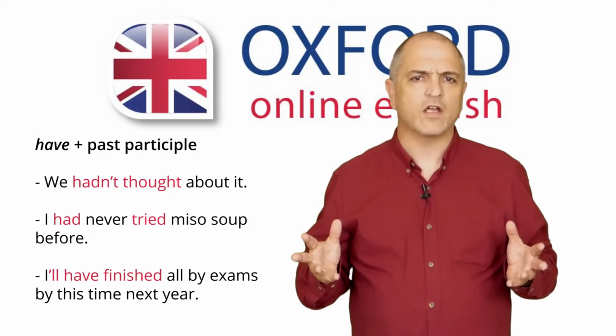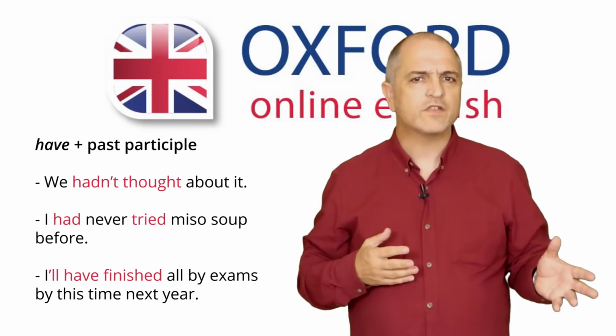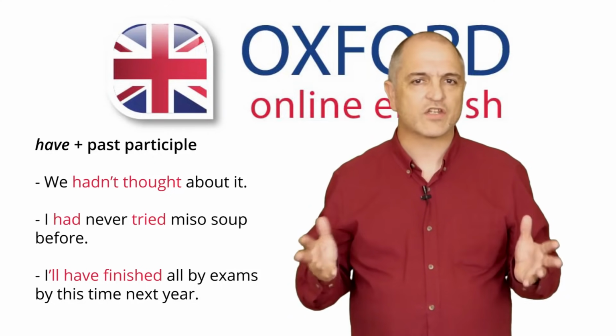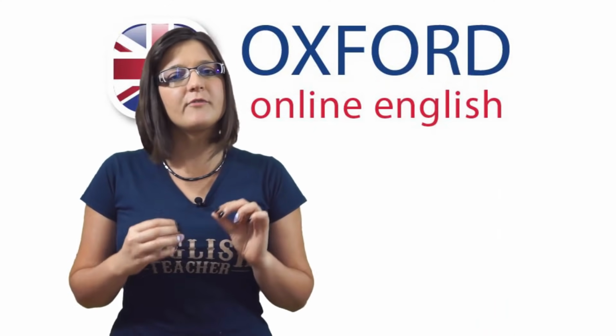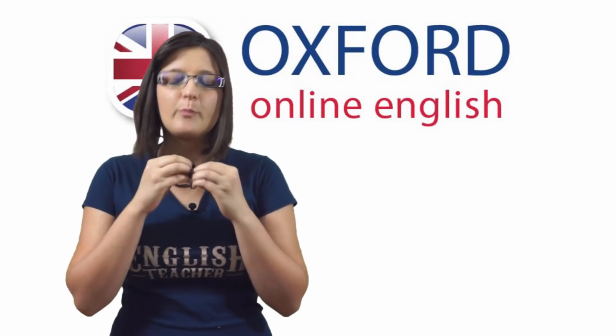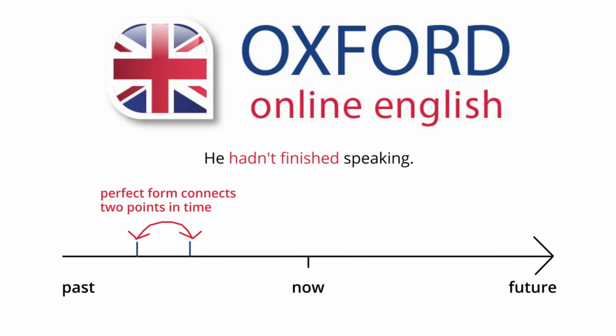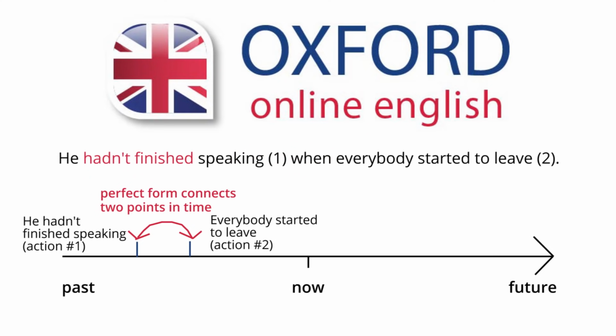What about the meaning of perfect forms? Can you see anything which connects these three sentences? Perfect verb forms connect 2 points in time. For example, he hadn't finished speaking is past perfect. This connects 2 different times or actions in the past. To understand this, you need a longer sentence with more information. For example, he hadn't finished speaking when everybody started to leave.